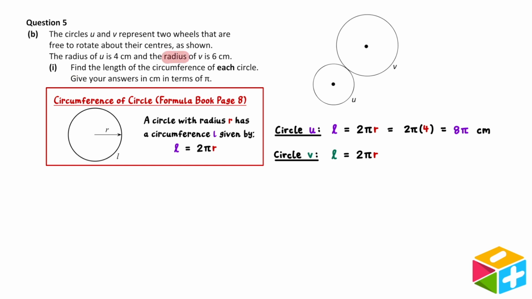Circle V has a radius of 6 centimeters. So here we'll substitute in r equal to 6. 2 times 6 is 12, so the circumference of V is 12 pi centimeters.